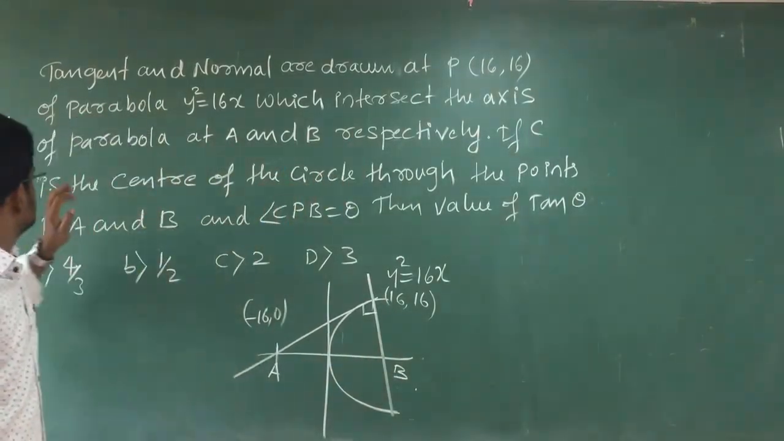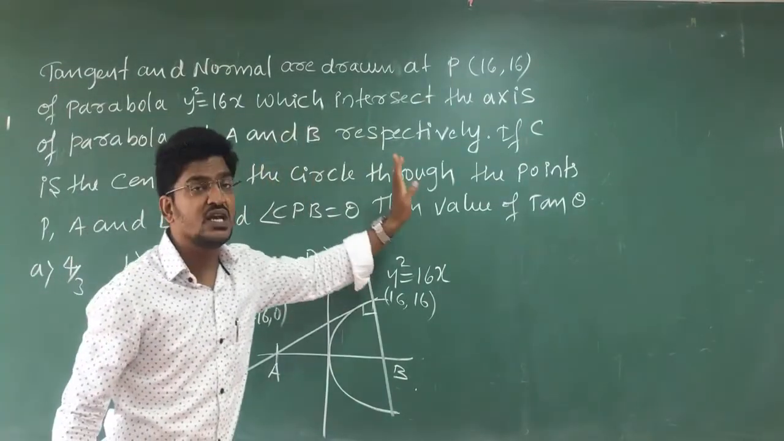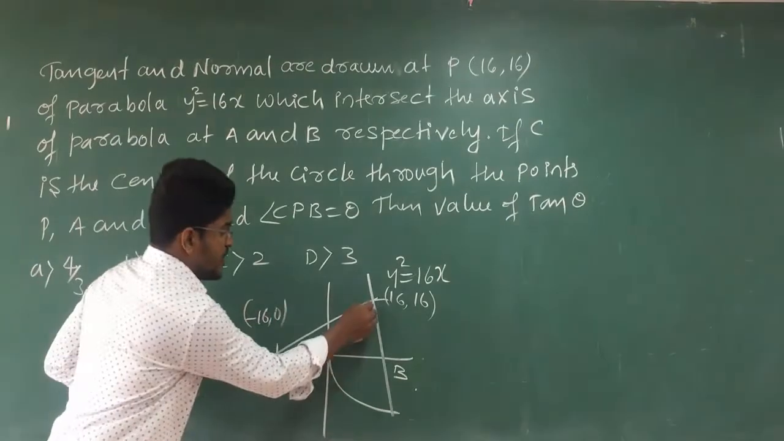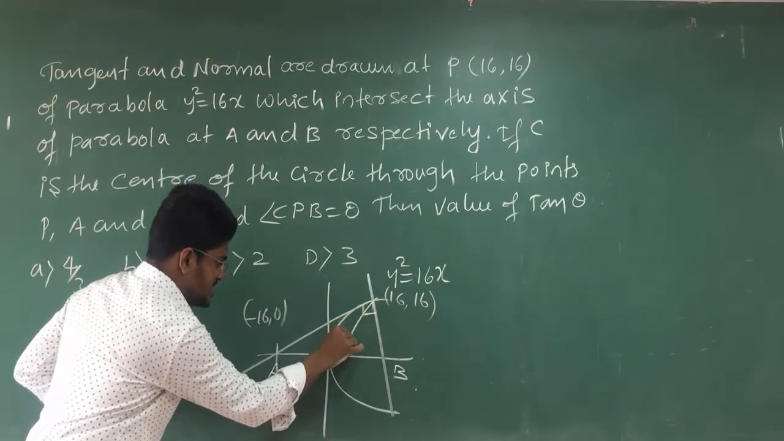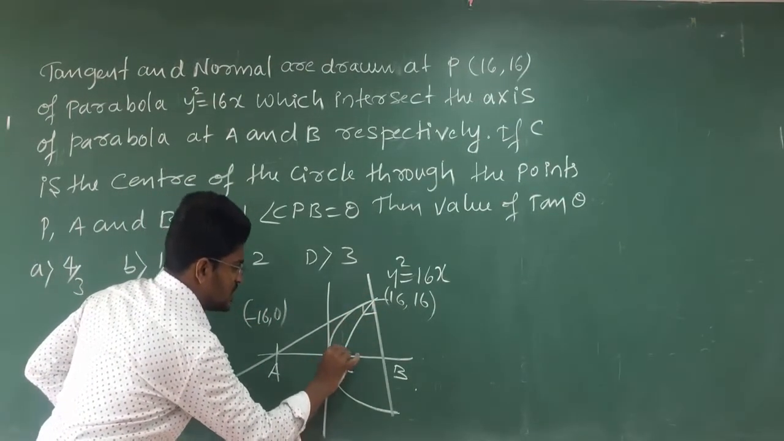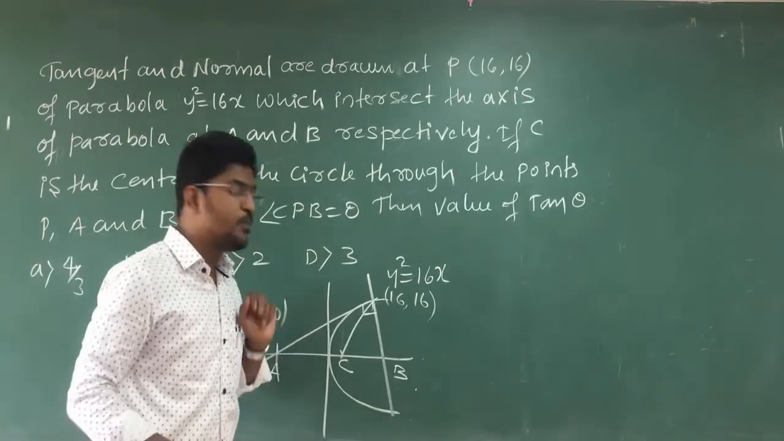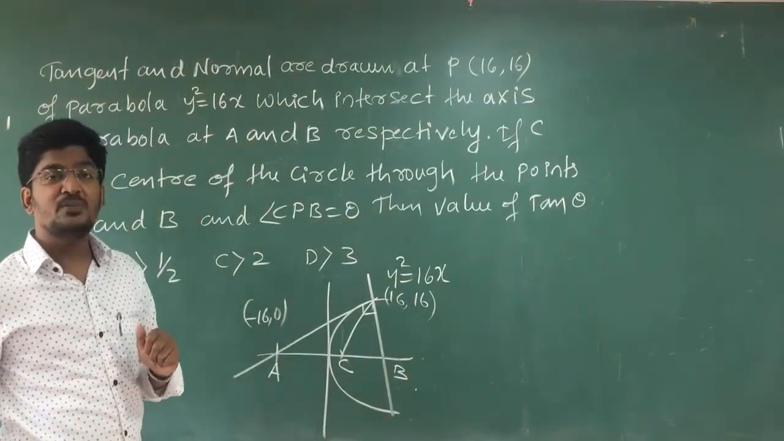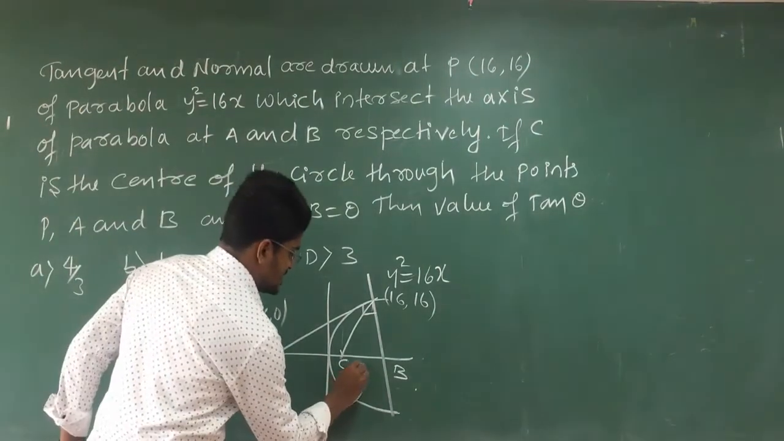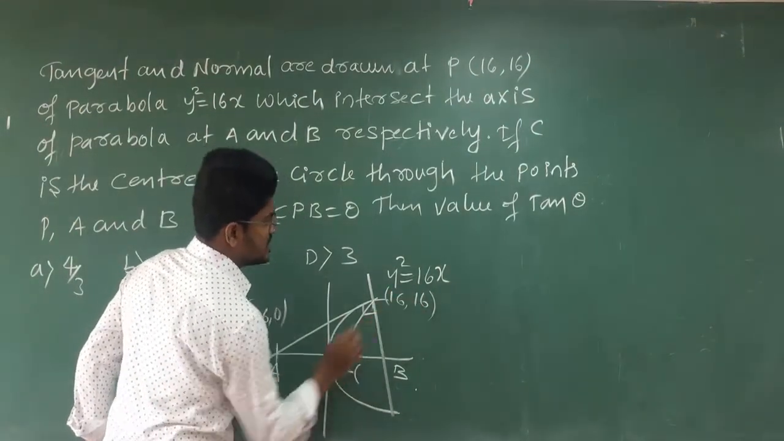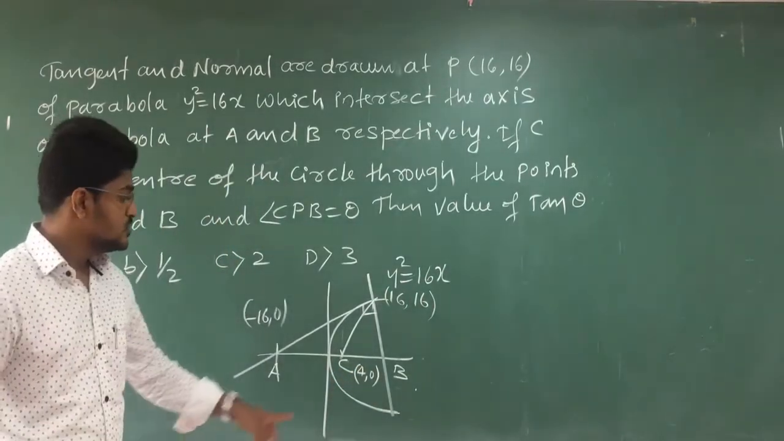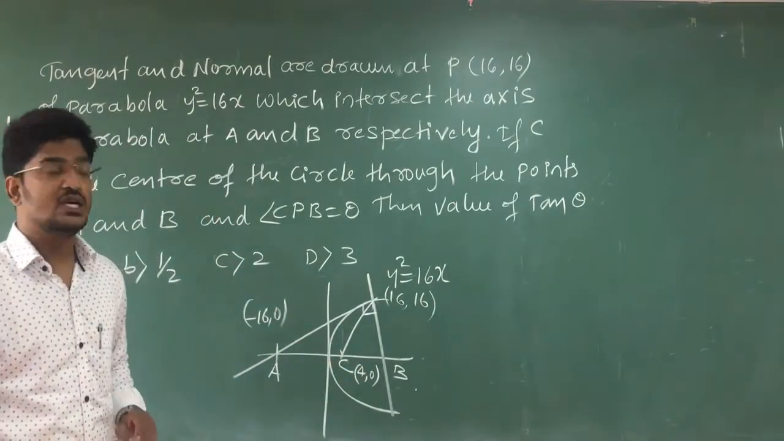Respectively, if C is the center of the circle through the points P, A, B, that means if I draw a point C, this is nothing but the focus of your parabola. The focus of the parabola will be how much? See, if you have 16 here, it will be (4, 0). Clear? So the focus will be (4, 0).